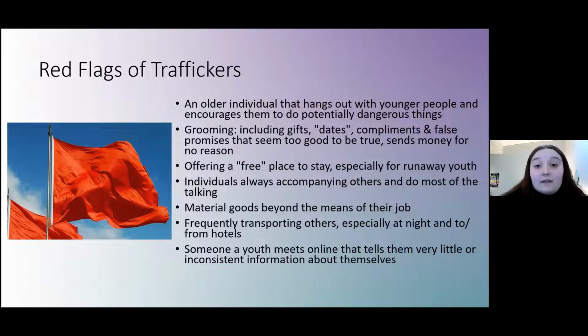Traffickers can be lone individuals, or they can be part of extensive criminal networks like gangs, with a common thread of exploiting people for profit.